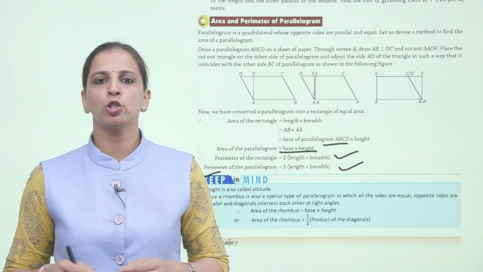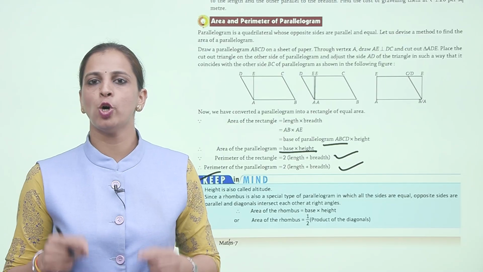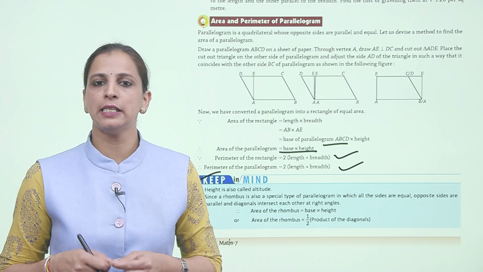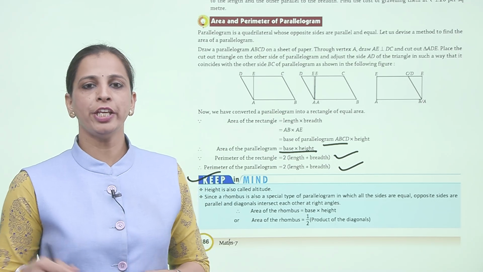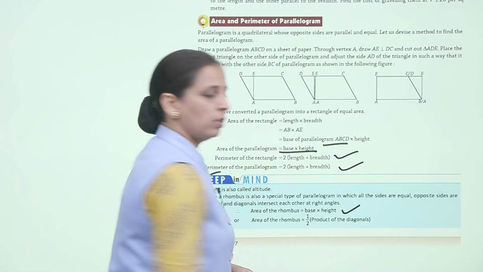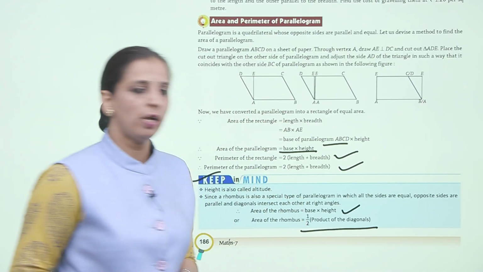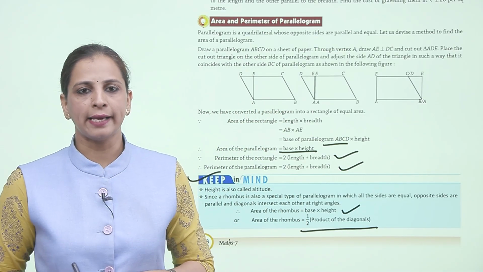Since a rhombus is also a special type of parallelogram in which all the sides are equal, opposite sides are parallel and diagonals intersect each other at right angle. So area of rhombus is base into height, and area of rhombus is also 1/2 into product of the diagonals.